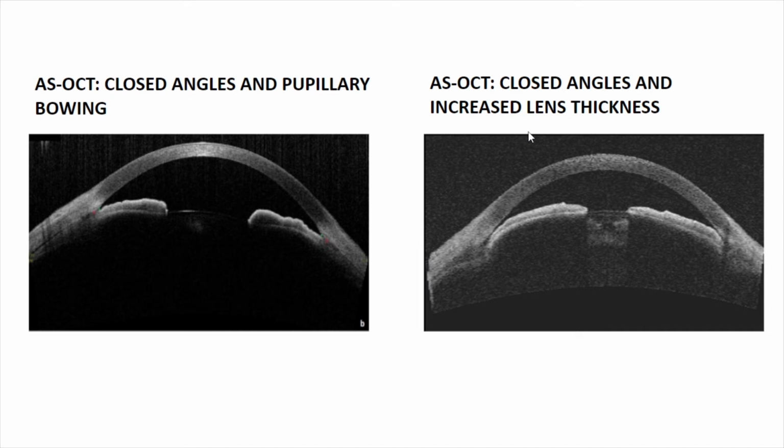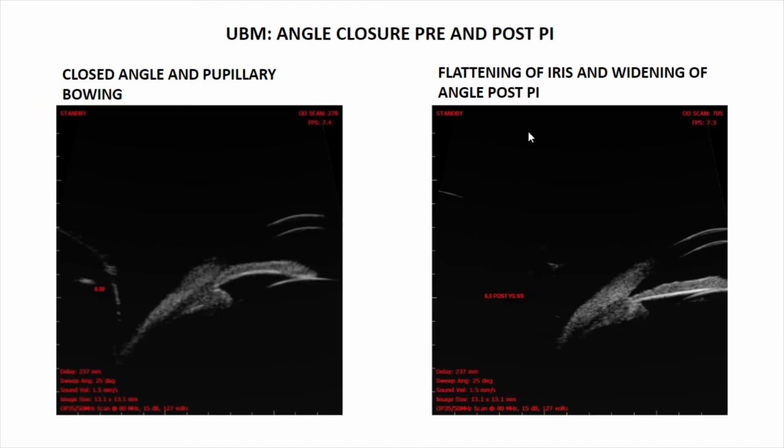What else would you be thinking of? You're correct. So you should think about secondary causes of lens induced angle closure, right? So you should think about a subluxed lens or a phacomorphic type of lens. Okay. Then these two images show us the angle closure present before doing a PI, and after doing PI, there is flattening of the iris, and the angles have opened up.